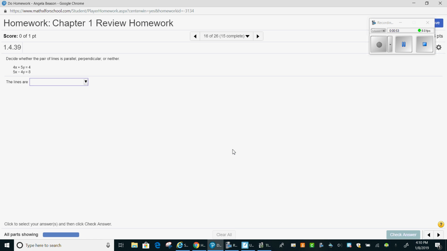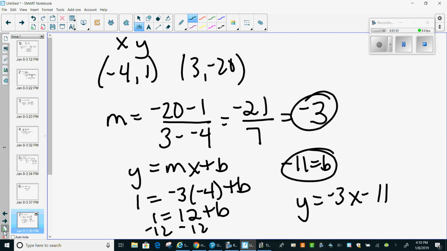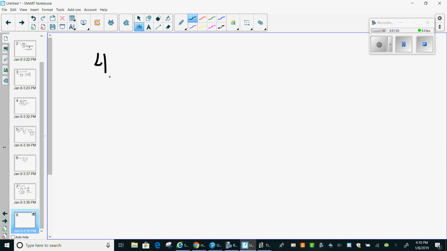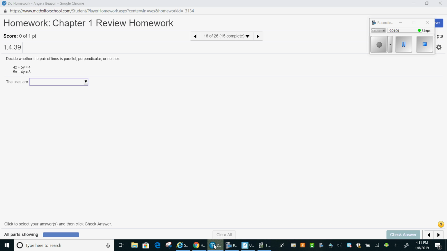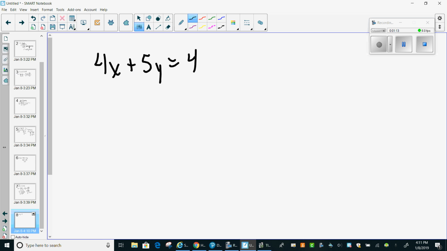All right, number 16. Decide whether this pair of lines is parallel, perpendicular, or neither. So let me write these down. 4x plus 5y equals 4. And the other one is 5x minus 4y equals 8.